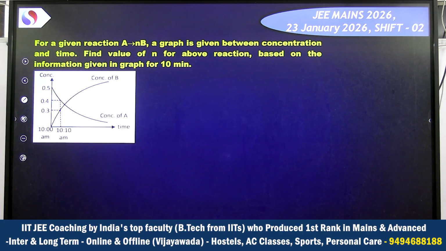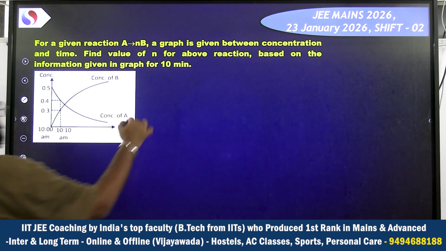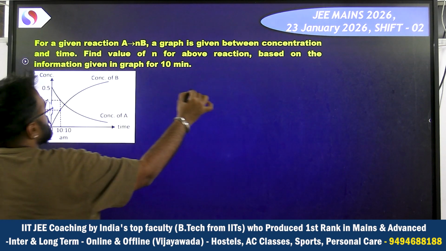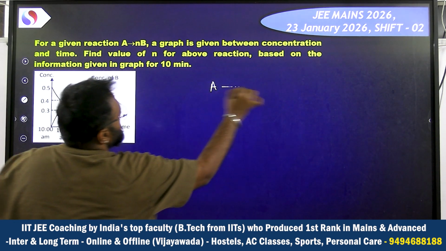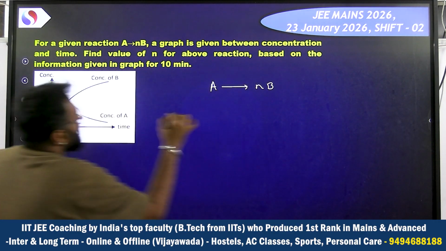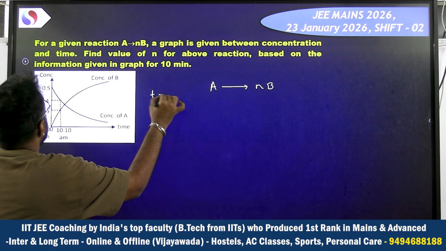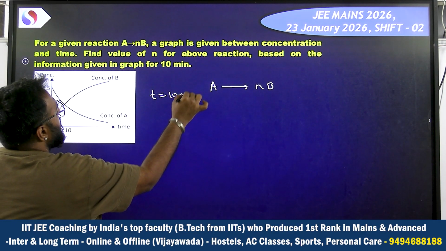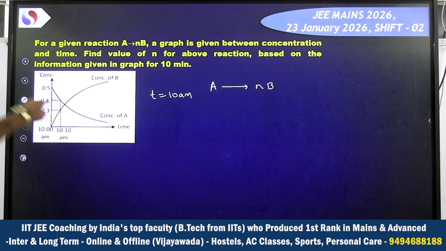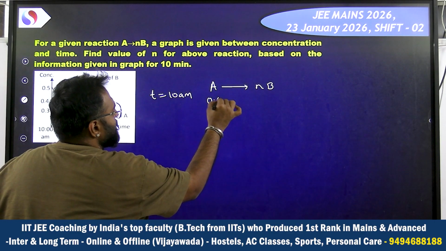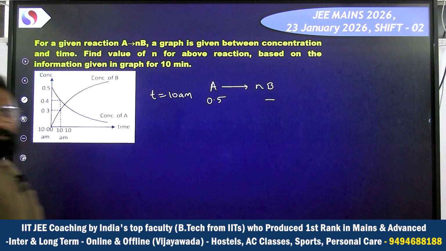For a given value we need to find the value. So the initial value at 10 from the graph. Look carefully at the graph. So what is the equation? A gives nB. So when time is equal to 10 AM, what is the concentration of A? The concentration of A is 0.5 and B is nothing.